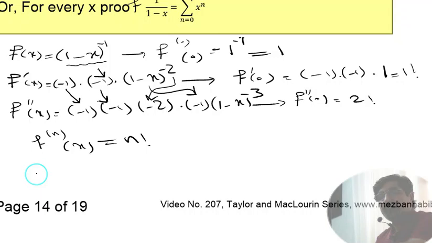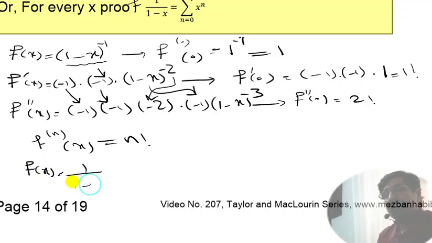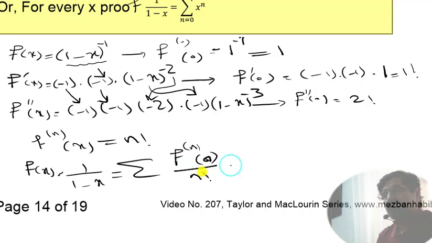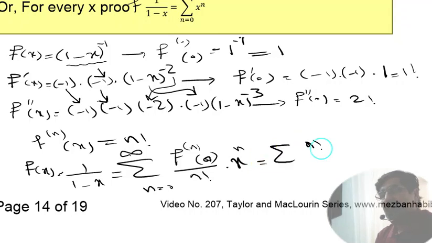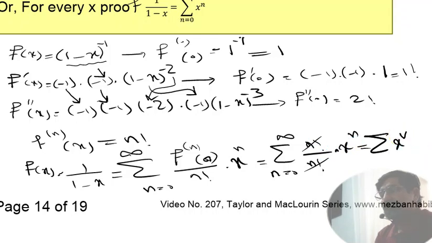So f of x, 1 over 1 minus x, equals the sum of the nth derivative of f at 0 over n factorial times x to the power of n, from 0 to infinity, that is n factorial over n factorial times x to the power of n, from 0 to infinity. By cancellation of n factorial we have the sum of x to the n, from 0 to infinity.